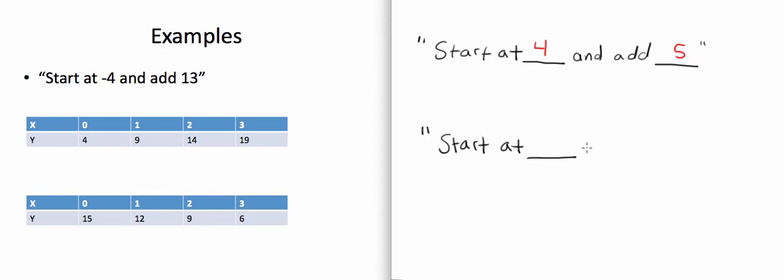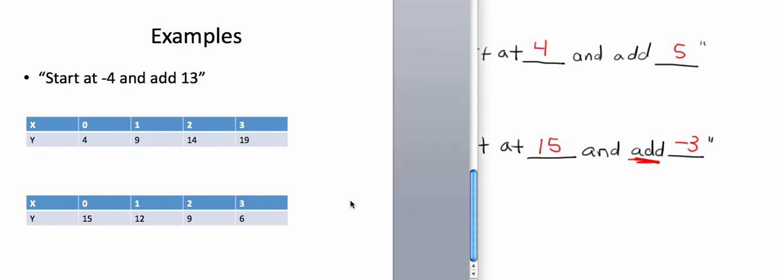We look at the next one here, so we start at a certain value, and we're going to add another value. We look for where x is 0, start at 15. In this case, it's going from 15 to 12, so it's going to be adding a negative. So it's going to add -3. We don't say subtract. Our rule is always going to be an add. It's just that if it's a negative, we're going to say add a negative number.